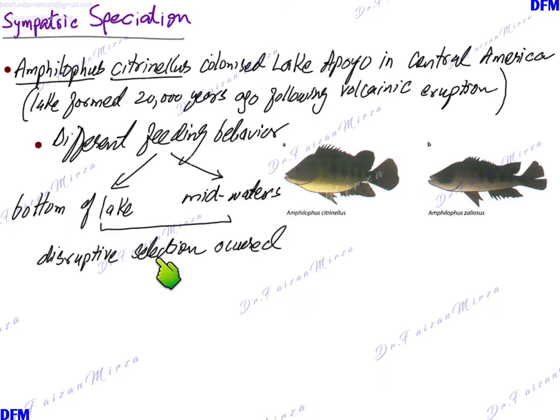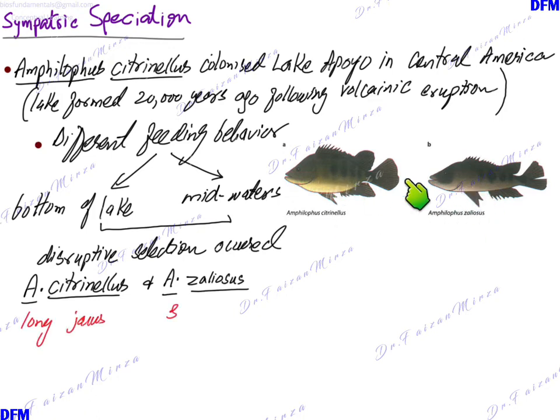And a disruptive selection occurred. Disruptive selection meant that the intermediate of the two did not survive. There would be different selection pressures in the midwater and different selection pressures at the bottom of the lake, for example light intensity, predators, prey, and food availability. So over time, two different species evolved altogether. You can see the features of both of them. This is Eliosus, this is Citrinellus. You can see this one having long jaws, this one having short jaws. You can see the difference between them.